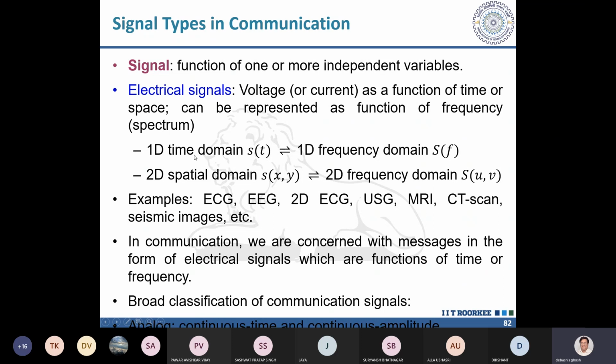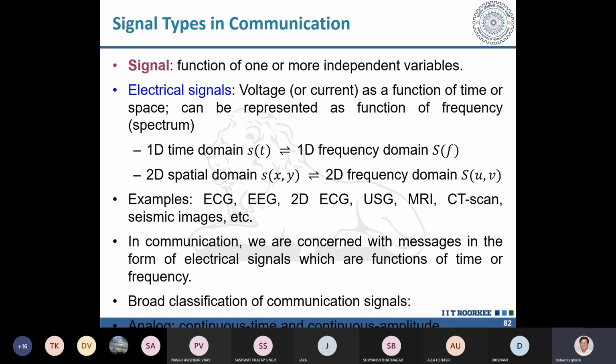A one-dimensional time domain signal is a function of time. That can be represented in the form of a one-dimensional frequency domain signal. This is the spectrum. This is what I was showing you, all the spectrum and all these things.